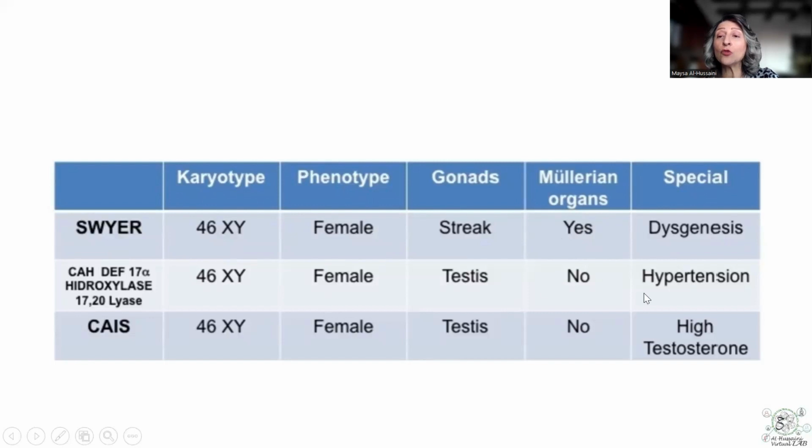of Swyer syndrome. And remember that these dysgenetic streaks or gonads are prone to develop tumors, in particular gonadoblastoma with or without dysgerminoma. I hope you find this tip useful in your daily practice.